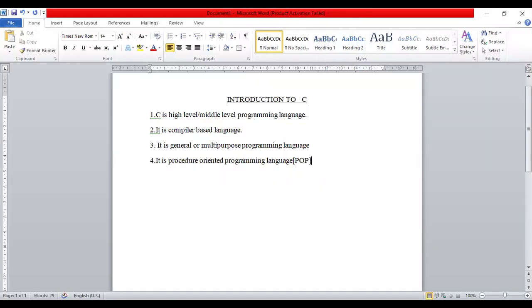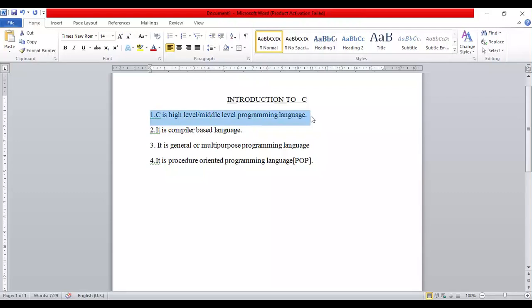So C is a high level or middle level programming language. It is a compiler based programming language. It is a general or multi-purpose programming language. It is a procedure oriented programming language. So these are the 4 points I will explain about C. Sir, what is the first point here? First point is C is a high level or middle level programming language.